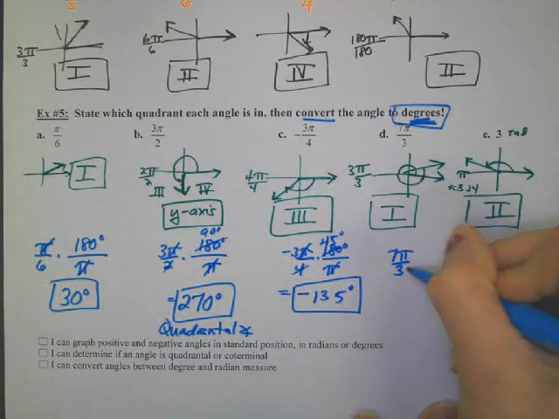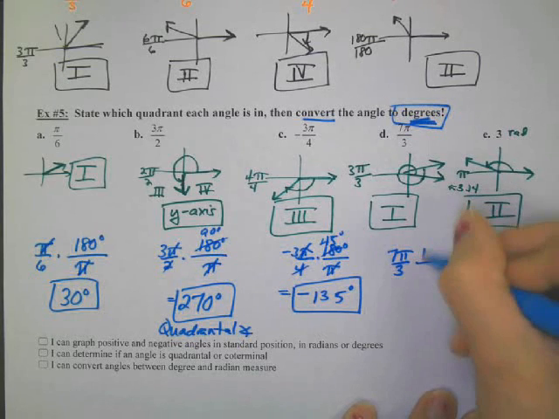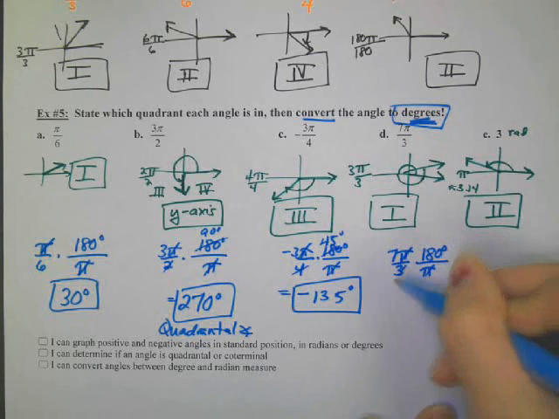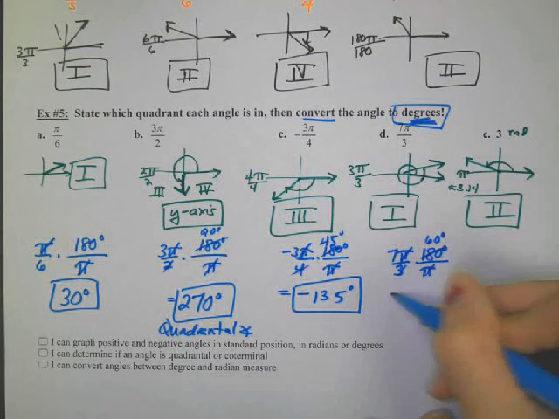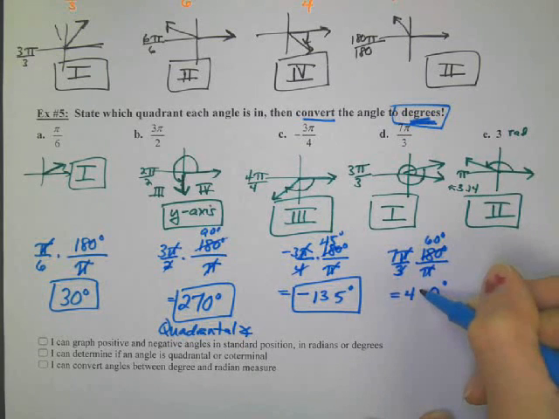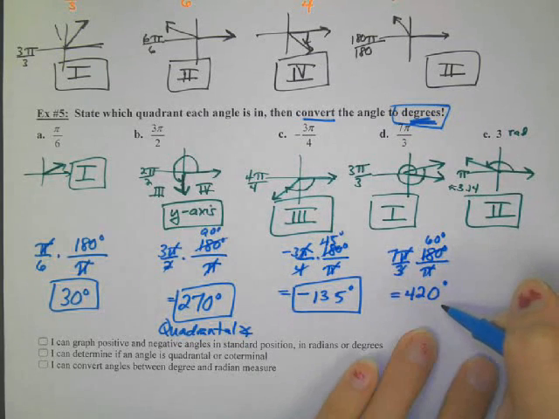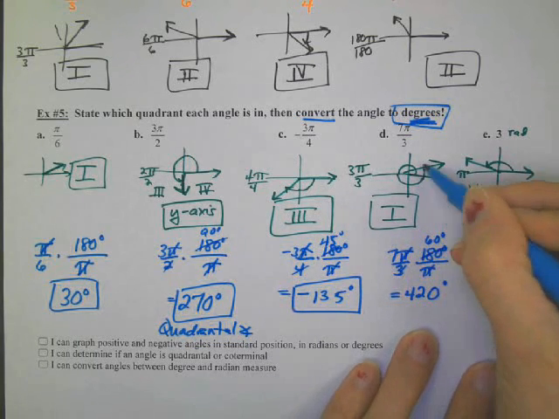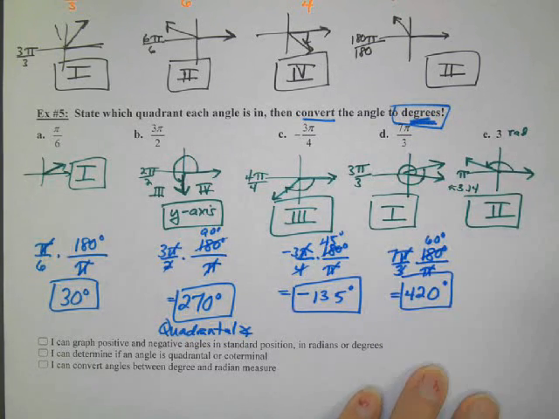7 pi over 3. You want degrees, so you want 180 on top. Pi goes in the bottom. Cancel, cancel. 3 goes in 180 60 times. So we've got how many degrees here? 420. Well, that's more than 360. Does that look right? Oh, yes. 360 plus some more. That looks good.